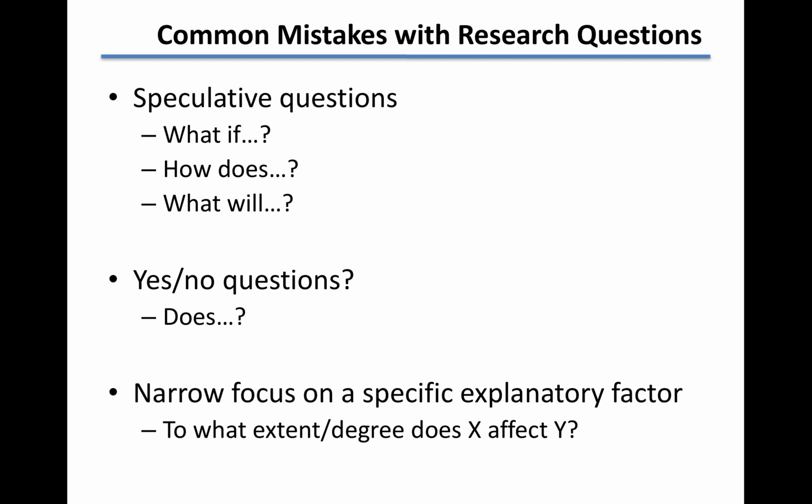And then the type of mistake that our previous incorrect research question based on the scatter plot participates in is a narrow focus on a specific explanatory factor. To what extent or degree does X affect Y? And we don't want to ask a question like that because it narrows our focus too much, and it doesn't fulfill all the objectives we want from a good quantitative analysis research question. So let me go over that.